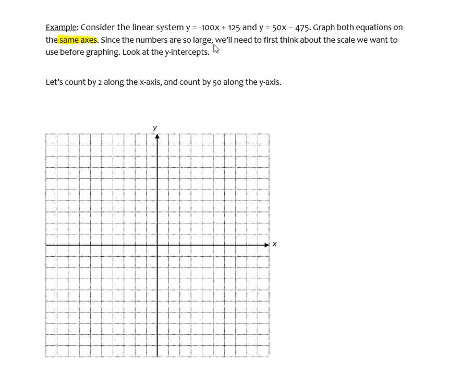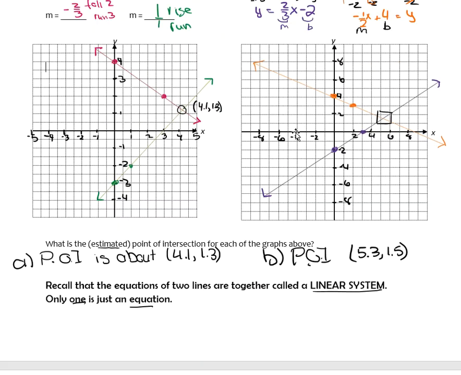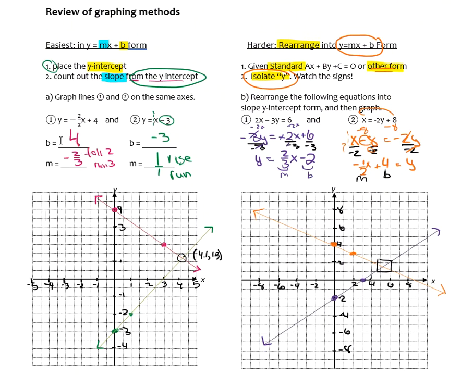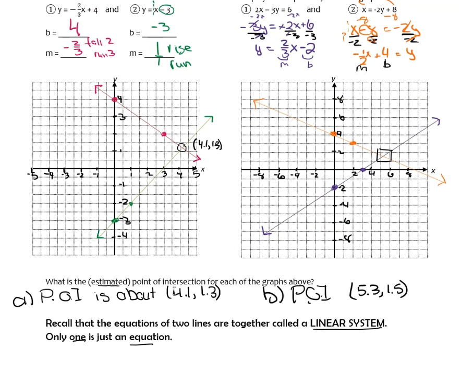Since the numbers are so large, we'll need to first think about the scale that we want to use before we graph it. We will look at the y-intercepts to help us figure out that scale. They're already in y equals mx plus b form. So here is my m and my b for my first one, and for my second equation, the m is 50 and the b is negative 475. I can graph them quickly using the method we talked about up here: find the y-intercept first, then the slope, and put it all on the graph.